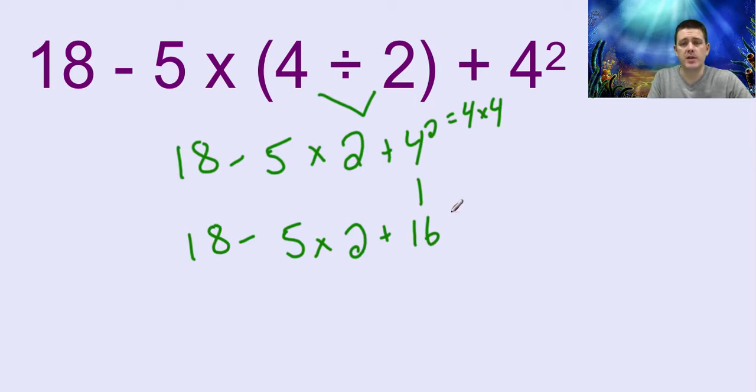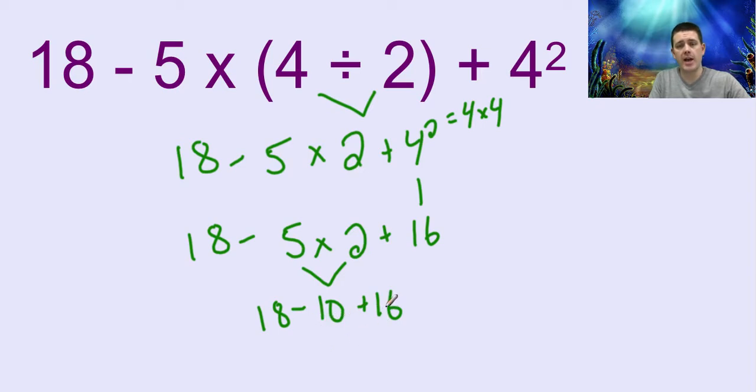So I've done my parentheses, I've done my exponents. Now I look for multiplication or division. I see some multiplying. 5 times 2, that's 10. Everything else slides down, so you're kind of rewriting it and funneling down towards the end. I'm done with my multiplying and dividing.